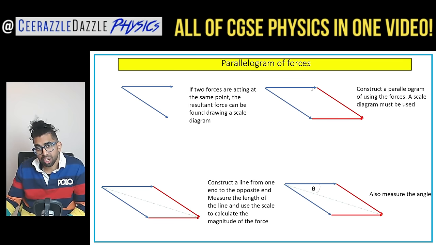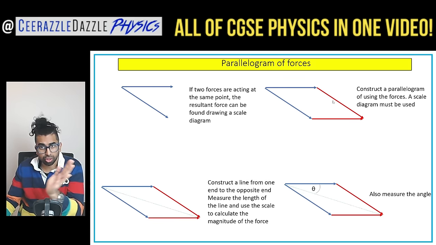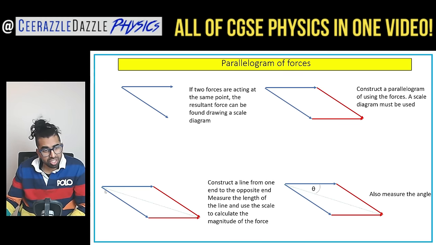So first of all, you take both of the forces and you shift one downwards over there. So this force goes down over here. The other force goes across over here. And then all you do is simply drop a line from one end all the way to the opposite end of the parallelogram over here.